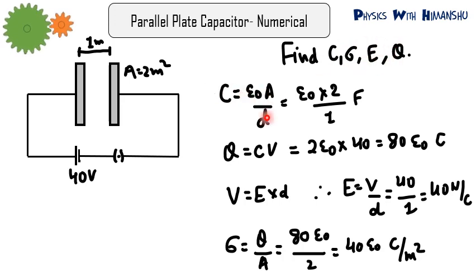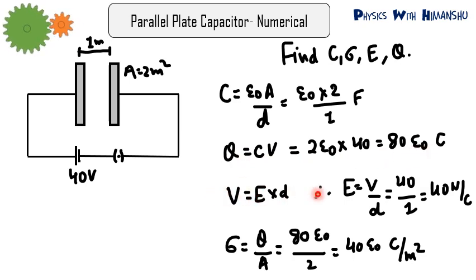C is epsilon naught A by D. We have epsilon naught, we have A, we have D. This epsilon naught will be given in the question. You don't have to remember it, but after learning for 6-7 months, you will automatically learn the value of this epsilon naught. So we have C now. Q is equal to CV. Putting value of C, putting value of V, the answer comes out to be 80 epsilon naught coulomb. Because C is epsilon naught A by D, A is 2, D is 1, so it is 2 epsilon naught farad. Q comes out to be 80 epsilon naught coulomb.